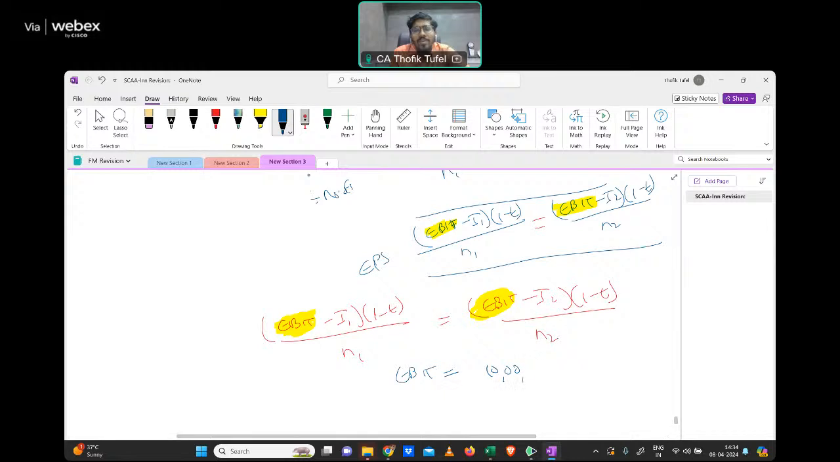Suppose you get an EBIT of 10 lakh rupees. At 10 lakh rupees EBIT, both options are equally good. Above 10 lakh, wherever the leverage is higher, that is good. Below 10 lakh, wherever the leverage is lower, that is good. That is how you have to take a decision.